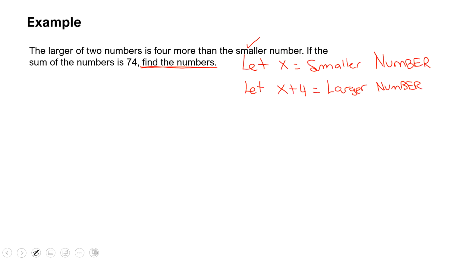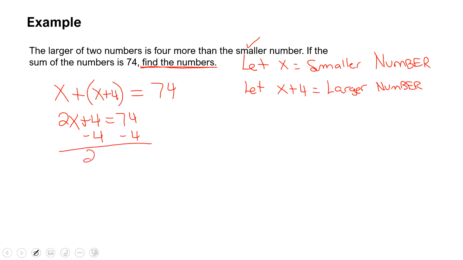So now we just set up our equation. x plus x plus 4, we're adding the 2 numbers together, equals 74. I combine my like terms, I get rid of my parentheses, I get 2x plus 4 equals 74. You'll subtract 4 from both sides. We end up with 2x equals 70. Then we divide by 2. x equals 35. So that tells me what my smaller number is. My smaller number is 35. The bigger number is x plus 4. So that's going to be 39. Does that make sense?